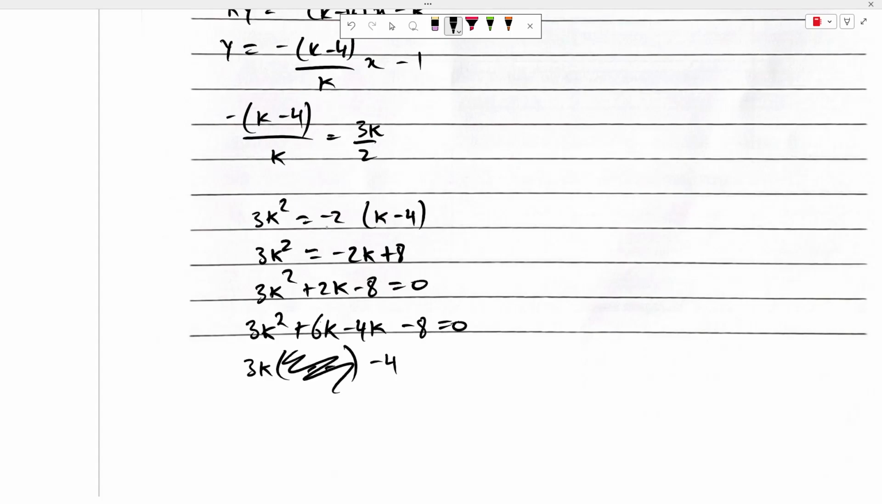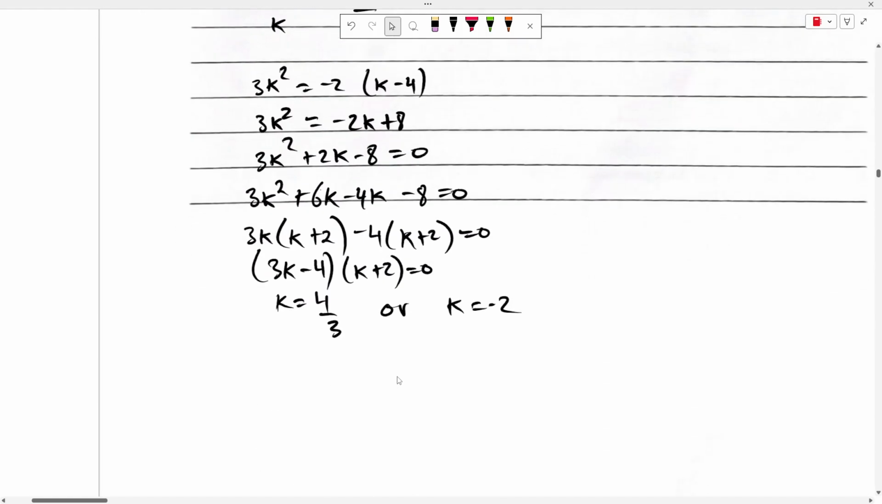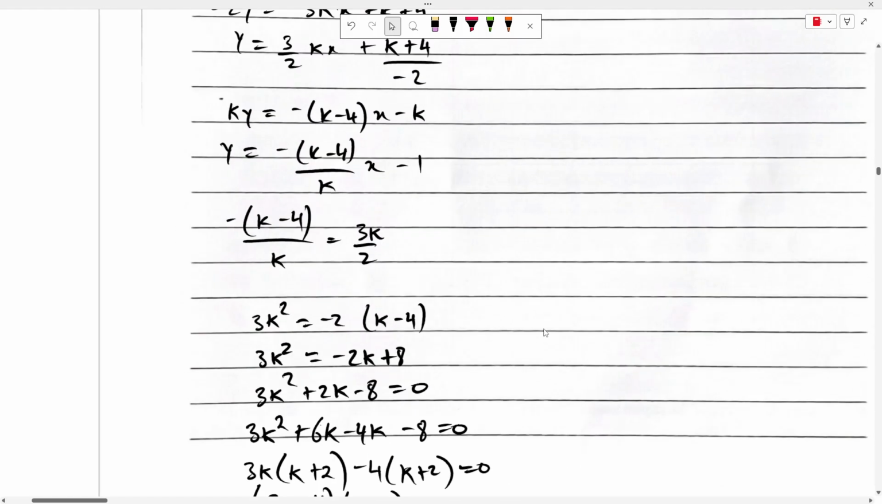Oops, sorry. So factor out 3k, going to get k plus 2. Factor out a minus 4 from here, going to get k plus 2. We're going to get 3k minus 4 times k plus 2 is equal to 0. K is equal to 4 over 3, or k is equal to negative 2. So to get the gradients to be the same, k has to equal 4 over 3, or k has to equal negative 2.